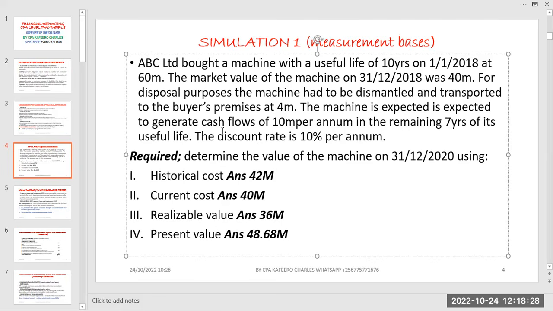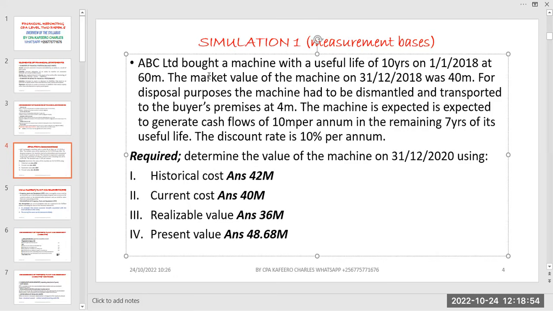And they are saying that the market value of the machine on 31st December 2021, meaning this is at the end of the year. If the year is starting 1st January 2018, it means it is ending 31st December 2018. And we are saying the market value was 40 million.